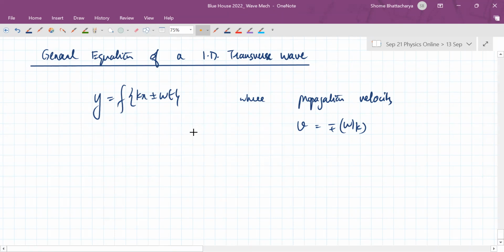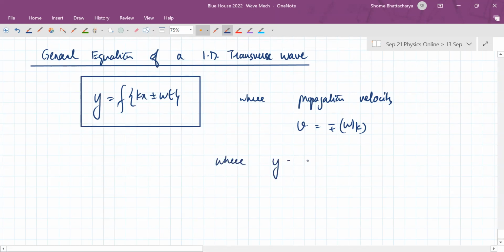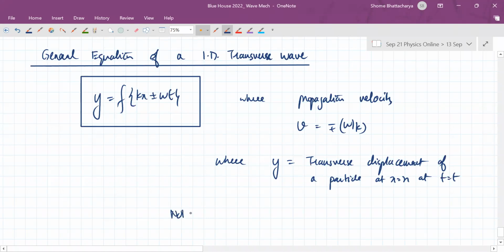But now there are two qualifiers on this function also. So what does y represent? Y represents the transverse displacement of a medium particle at x equal to x, at time t equal to t. Because it represents that, therefore y must be a continuous function. It should not have discontinuity.